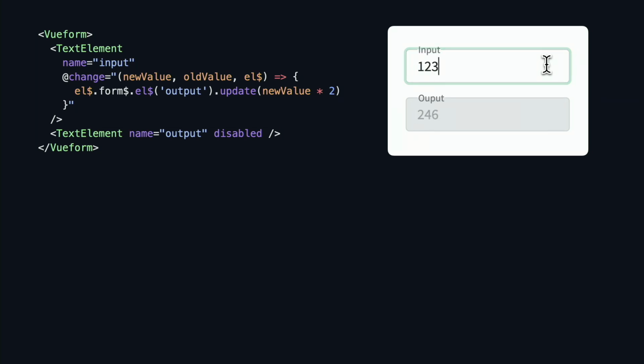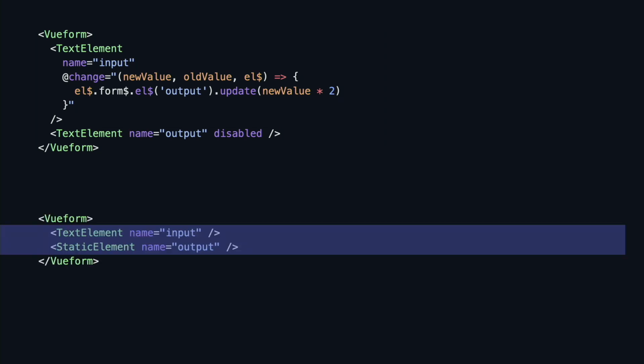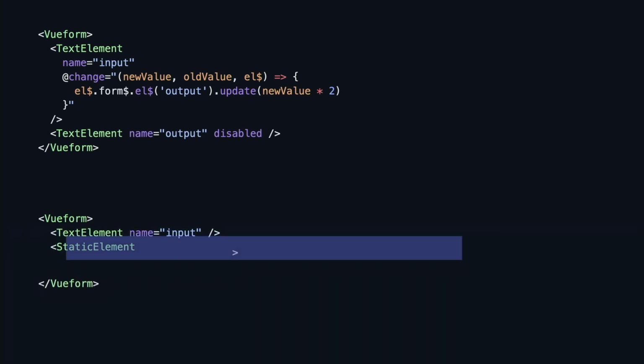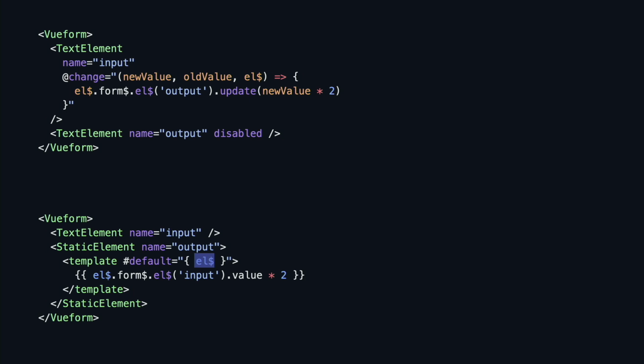One way to approach this problem is by using a static element. Static elements in Vueform can contain string, HTML, or even other components. And what's cool about them is that they also have access to this L property. And the same way, it can give access to all the other elements in our form. And in this case, we can reach our input field and display its value times 2 as the value for the static element.